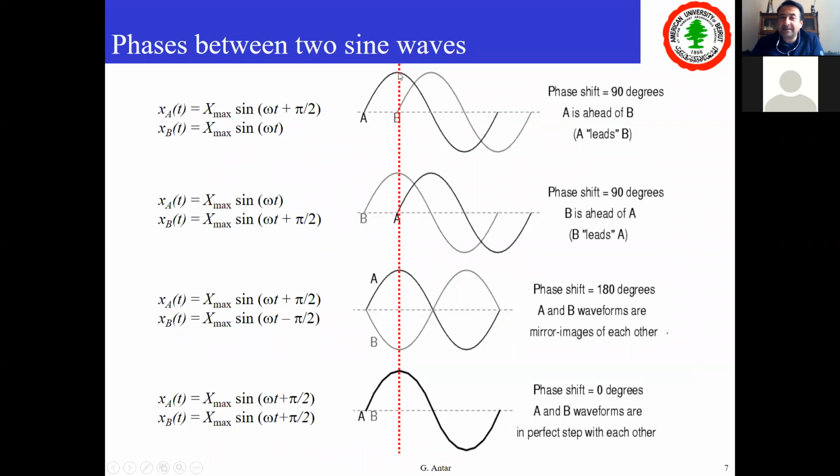Consequently, your xa is maximum, whereas your xb is equal to 0. In this case, we say that a is ahead of b, or a leads b by 90 degrees. The question about 90 degrees goes back to the angle.